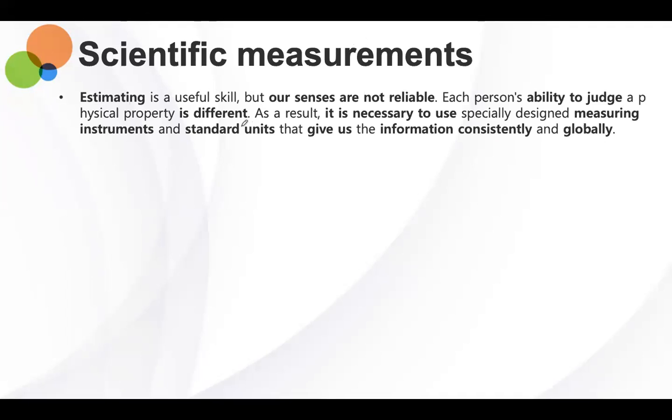So, as a result, it is necessary to use specially designed measuring equipment and standard units that give us information consistently and globally. So the ruler in Jamaica is the same ruler in China, or the same ruler in Germany, right? And they all know centimeters and meters, right? Everyone knows that. In Germany they know about centimeters.